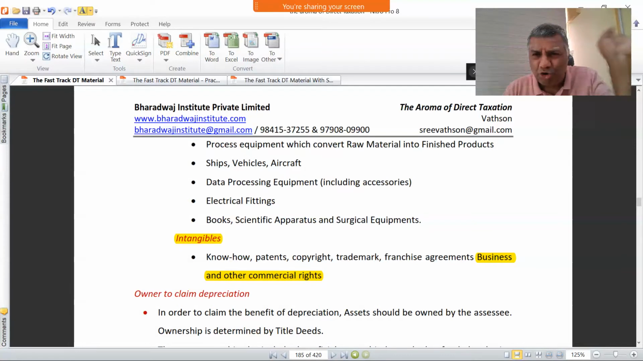That's why I removed those case laws. To nullify that case law, only the law was amended. So why waste time? I removed that case law. Smith Securities, it will be there in your material. Now it is no more valid.